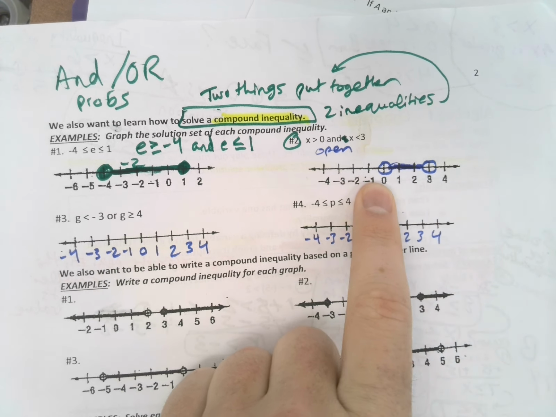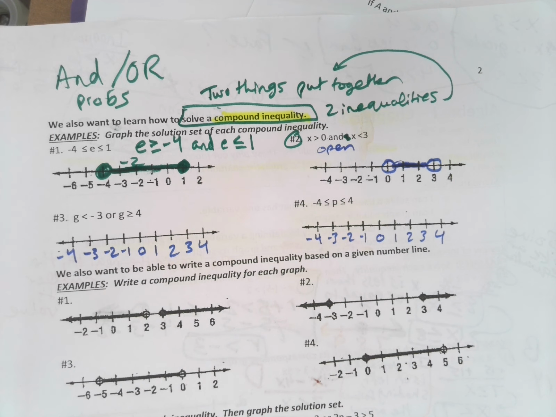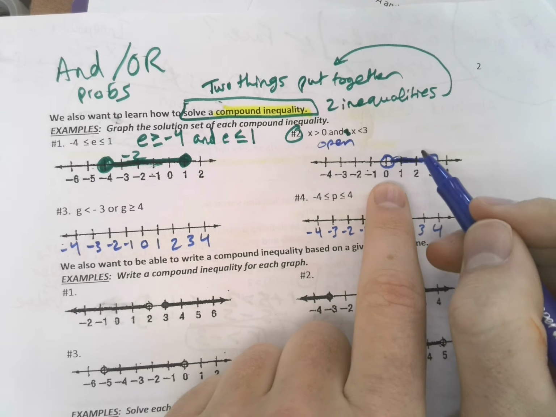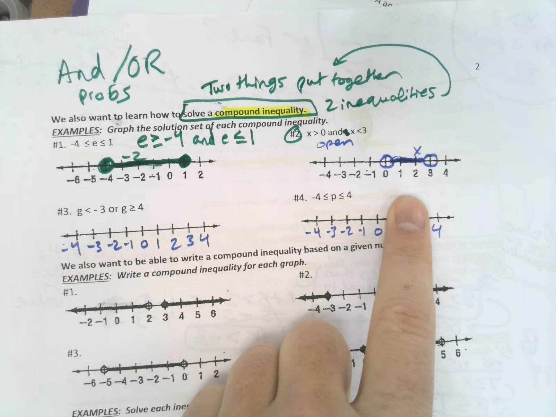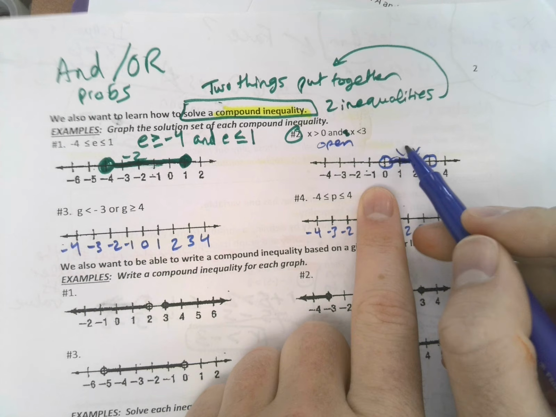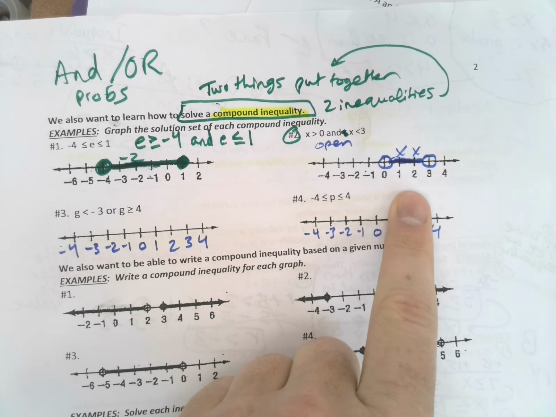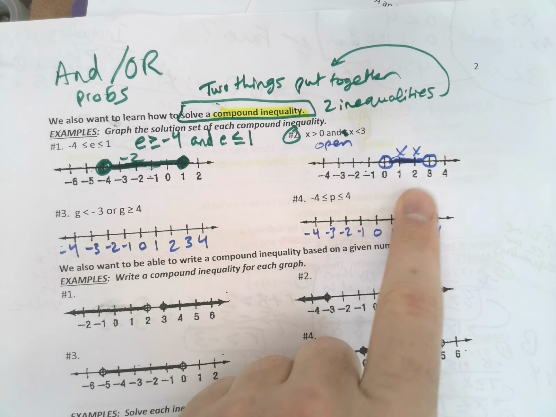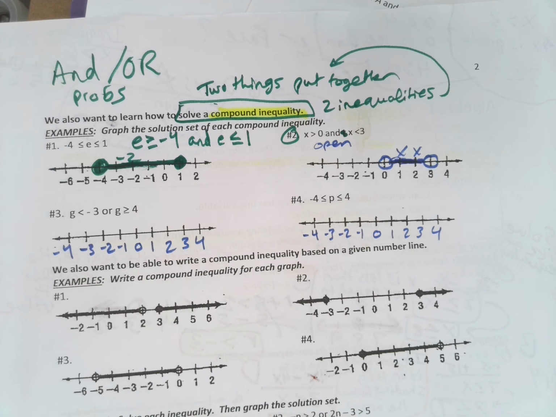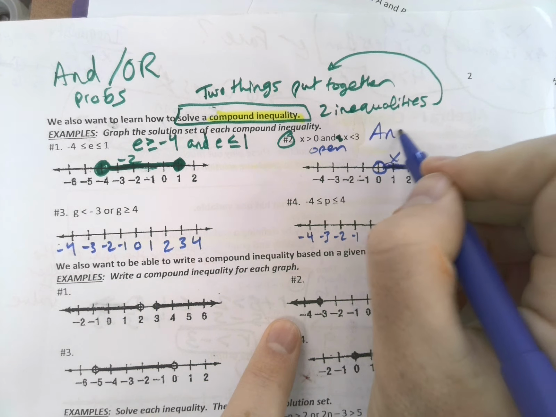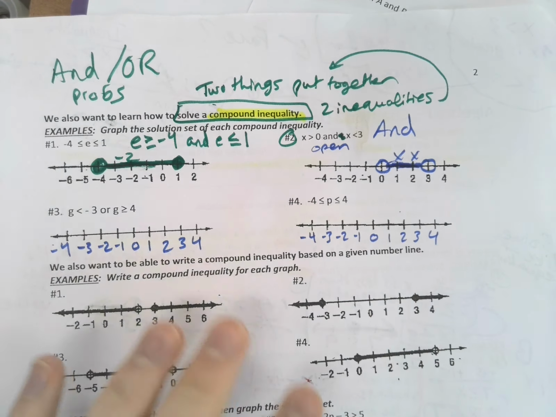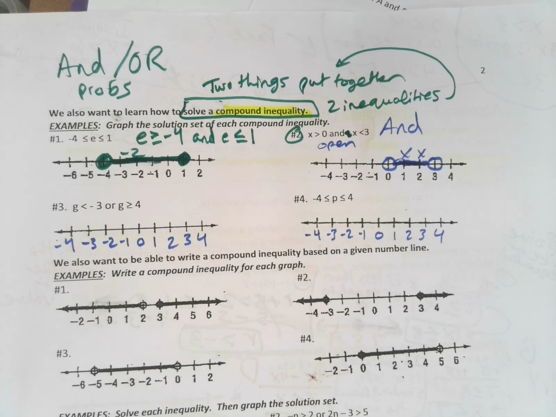X has to be less than 3. So which way do we shade? Left. And so what's maybe a number that x could be? 2. Sure, x could be 2. How about another number? 1. Could it be 1.5? Sure. Yeah, x could be a bunch of numbers, guys. So what this is saying is x could be any number between 0 and 3. So this is an "and" problem also. Both these were.